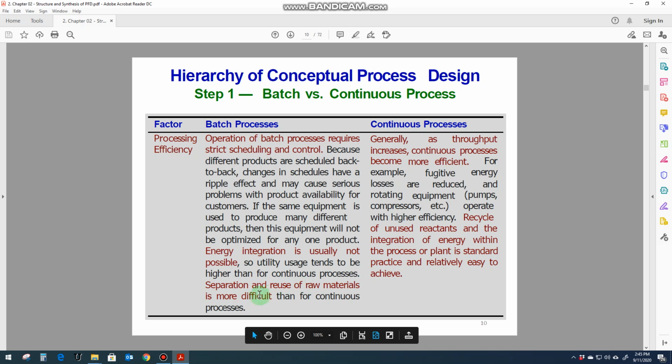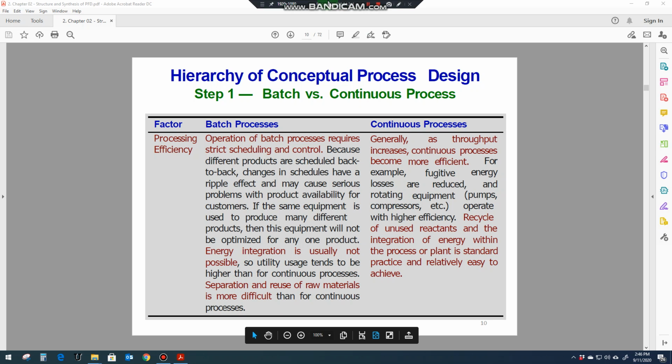Separation and reuse of raw materials is more difficult than for the continuous processes. So, when we study the separation or reuse of the materials, we will see how the continuous processes are more reliable, okay, because in continuous processes we have separation equipment, so we can play with the pressure, we can play with the recycles, okay. Now in the batch processes we don't have these options, so whatever we put in the equipment, we have to get the product after a specific time. We don't have any other options to play around in terms of separation or the recycle.